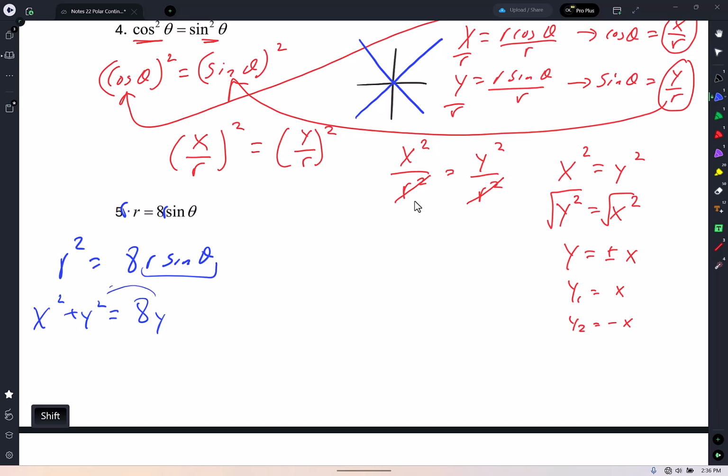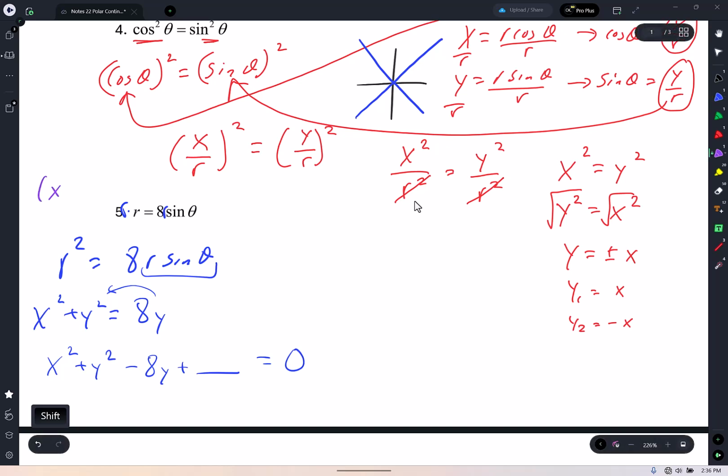So move this 8y to the left. X squared plus Y squared minus 8y plus blank equals 0, because I moved it to the left of the equal sign. You can't get the y by itself because you already have a y squared on the left. This is a circle, so it's going to be in the form of (x minus h) squared plus (y minus k) squared equals, you're going to get it in this form.